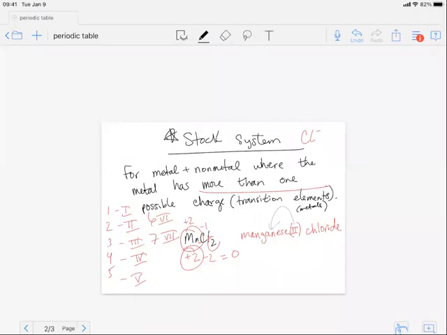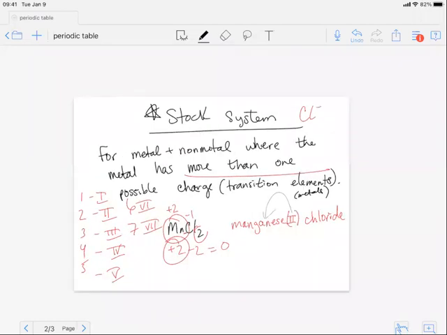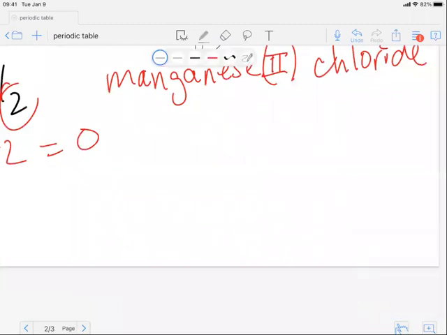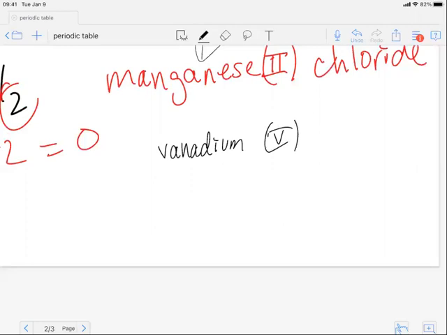Okay, if I give you another example, but we go the other way, if I give you the name and you have to find the formula, let's see, I'll do vanadium(V) oxide.